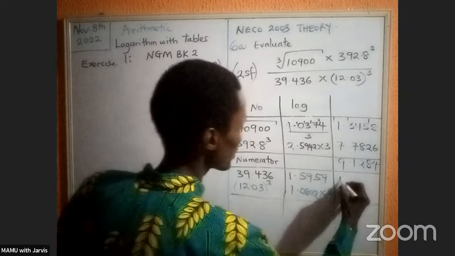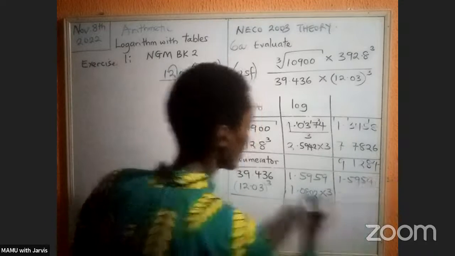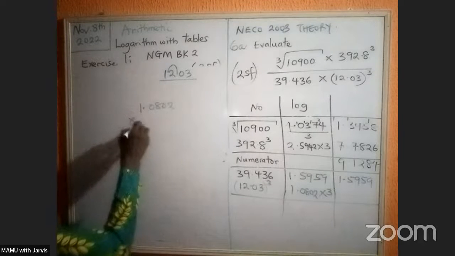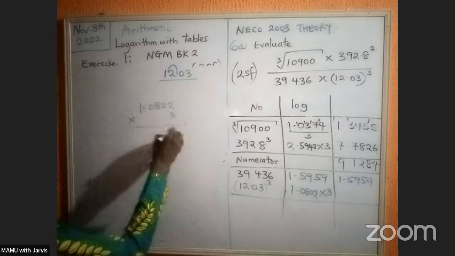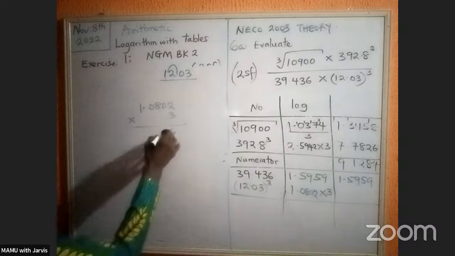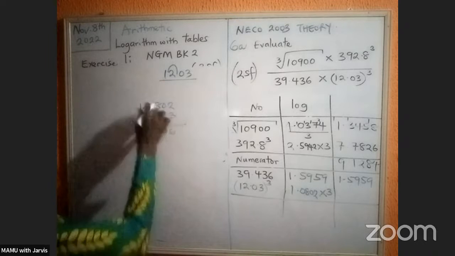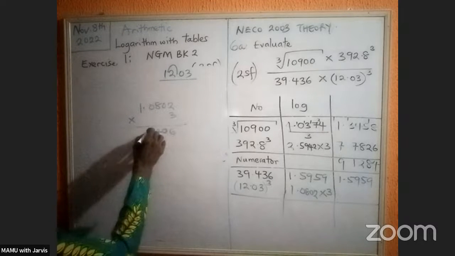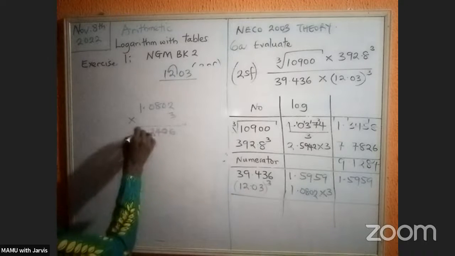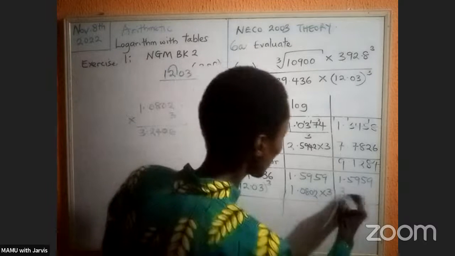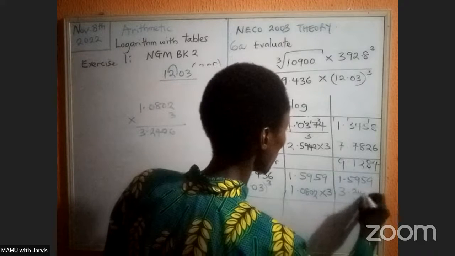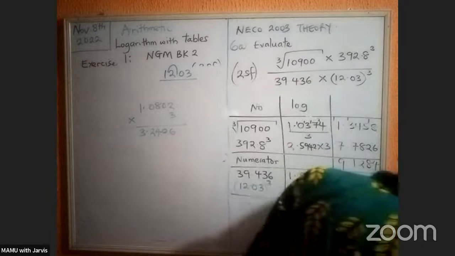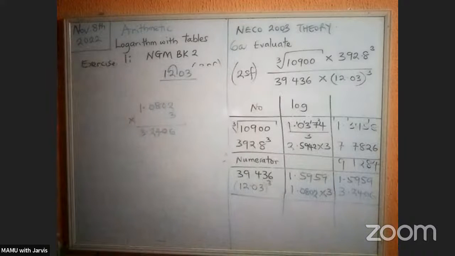So I'll just transfer this here, 1.5959. And this will be 1.0802 times 3. That will give me 6. That will give me 3 and 0. That will give me 4. A carry of 2. 0 times 3 will give me what? 0, then 2.3. So that will be 3.2406. 3.2406. So what do we do next?